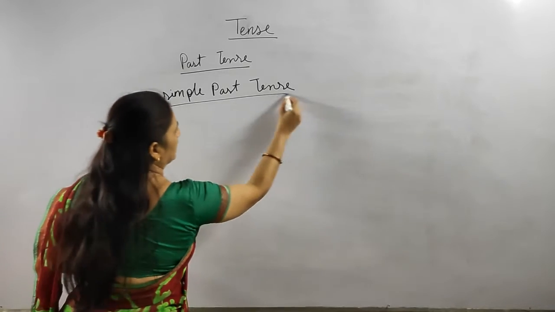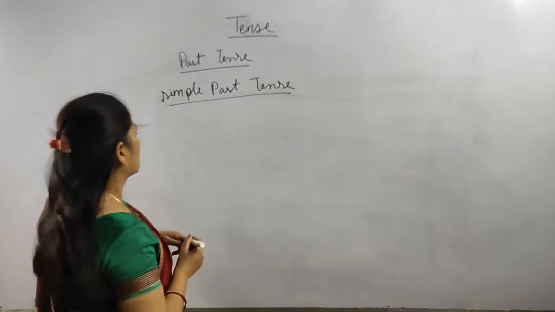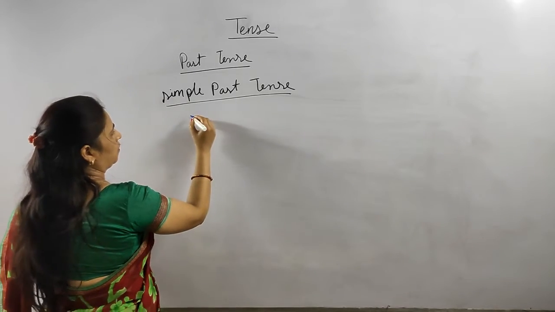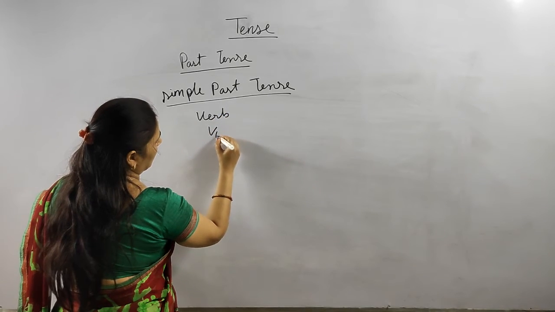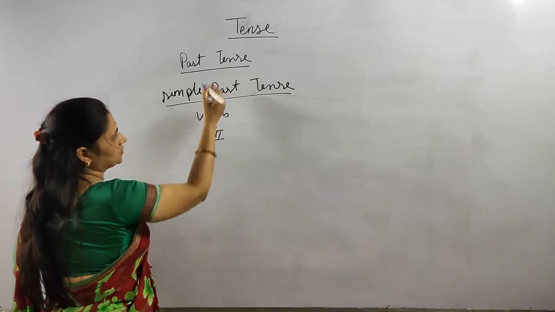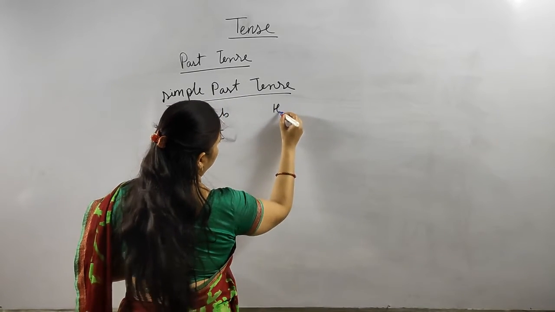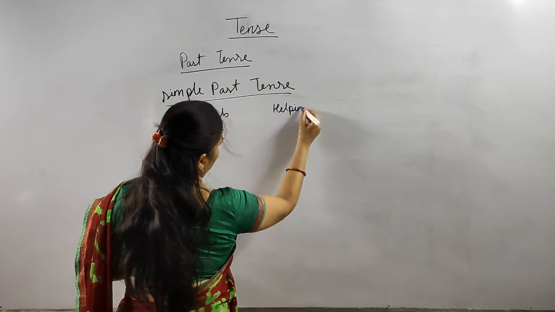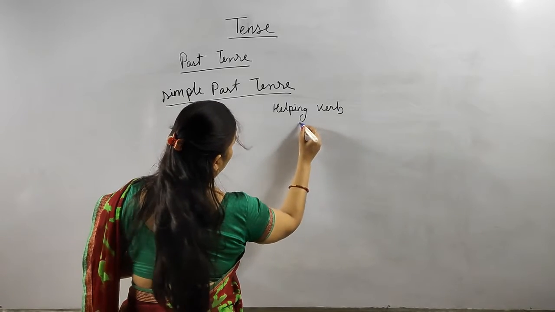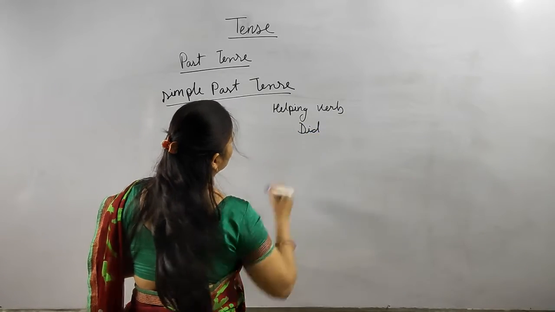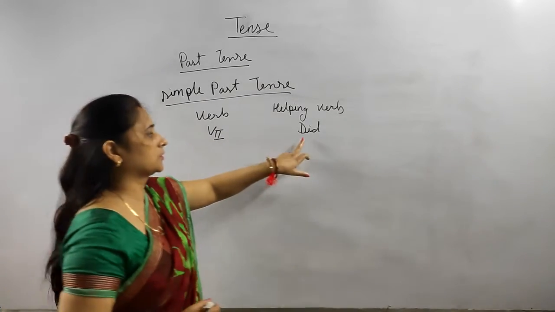Simple past tense. In this tense, again we will learn the verb. The second form of the verb we will use in this tense, and the helping verb. The helping verb will be did. It is the past form of do. What is the past form of do?